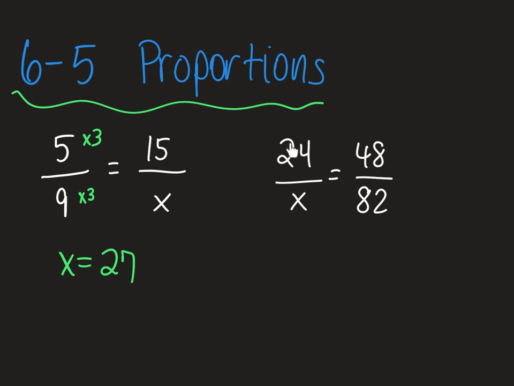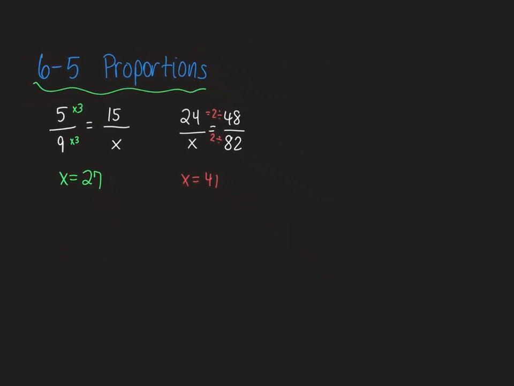Okay, so looking at these numbers, can you figure out any patterns? Well, I think 48 divided by 2 would equal 24, so I'm going to do the same pattern on the bottom. And what would x be? 41. 82 divided by 2 is 41. Now what happens when there is no pattern?